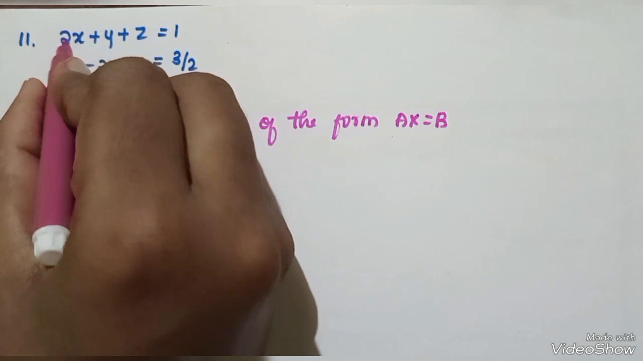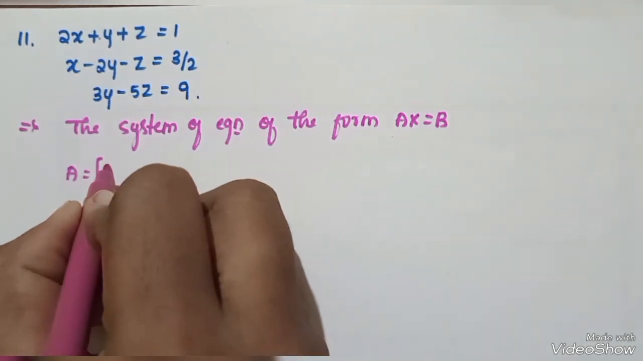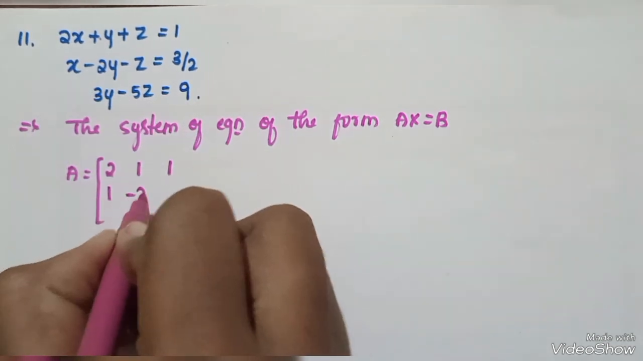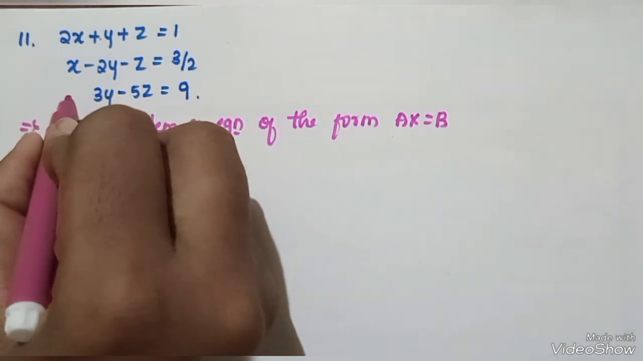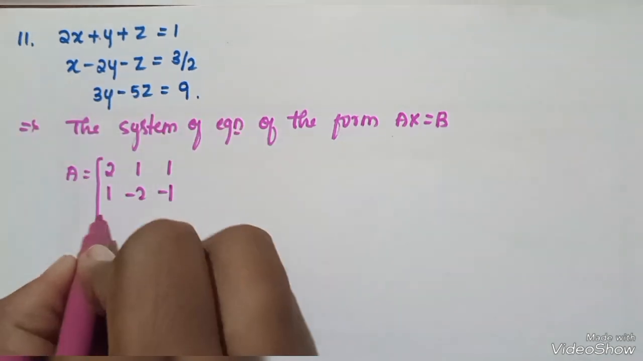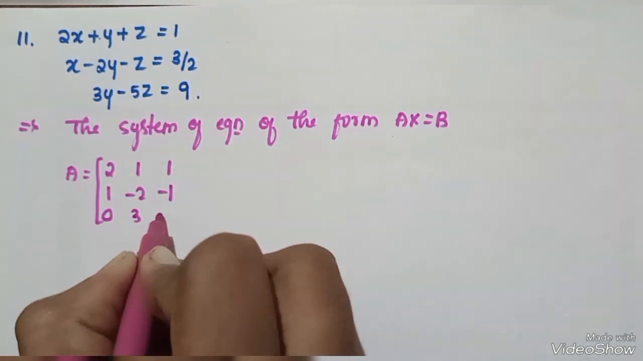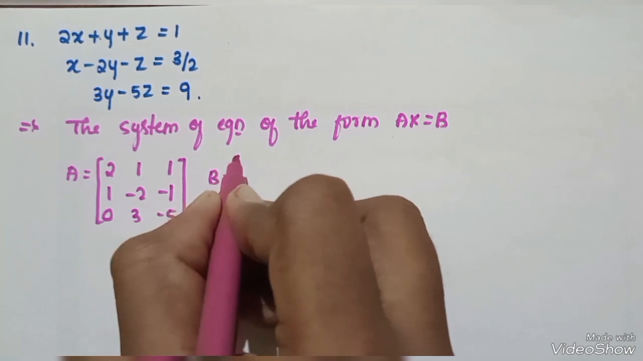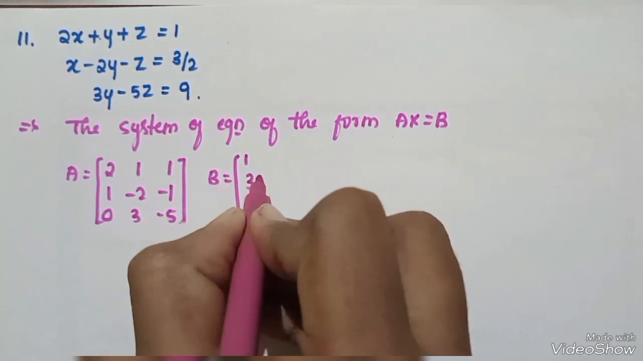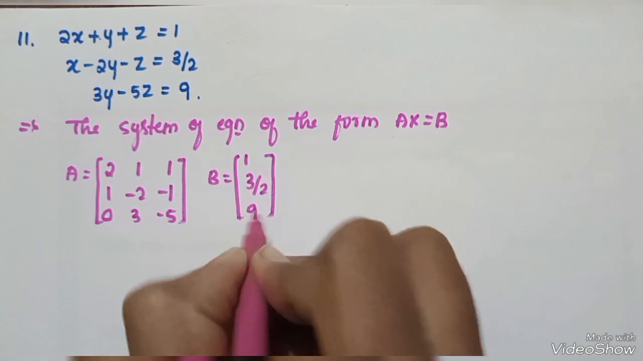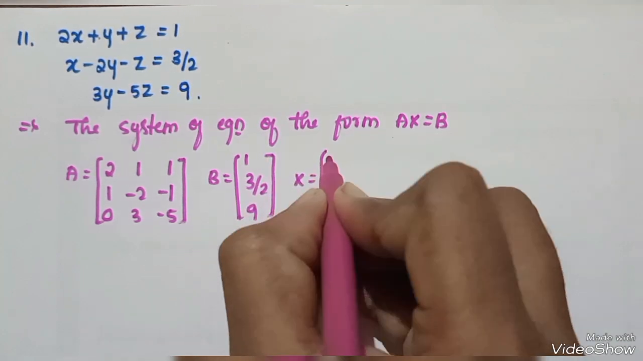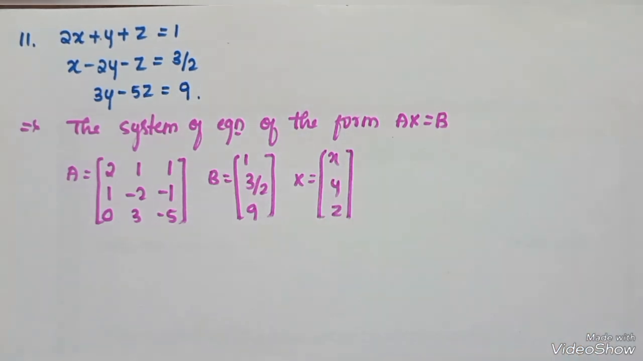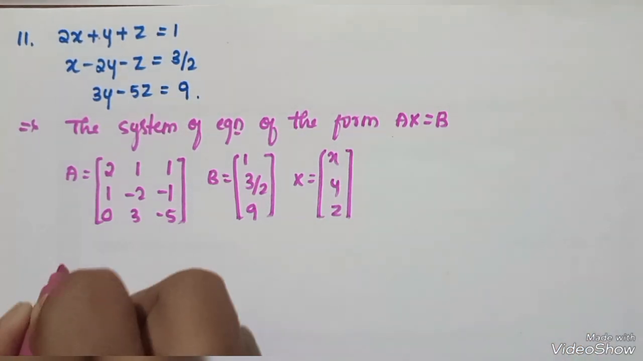Here 2 1 1, the corresponding coefficients of X, Y, Z. Here 1 minus 2 minus 1. Here X is not present, therefore I am taking it as 0, 3 and minus 5. Then B is equal to 1, 3 by 2, 9, and X is the matrix containing the variables X Y Z. Second step, we have to find the determinant of A.